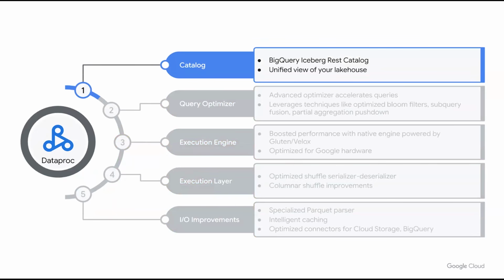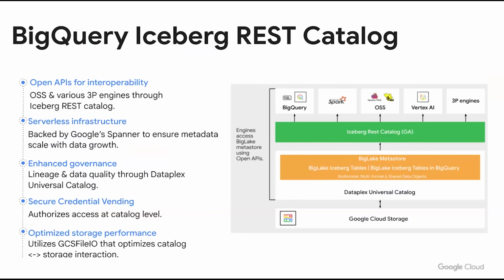Moving on, this is a catalog, which is the basis of the Data Lakehouse. Lightning Engine leverages the BigQuery Iceberg REST catalog that has a unified view of the Lakehouse. There are a couple of features associated with it. The primary one is that it uses open APIs for interoperability. It has support for multiple OSS and third-party engines through the Iceberg REST catalog, and we have integrations with BigQuery, Spark, Flink, etc.